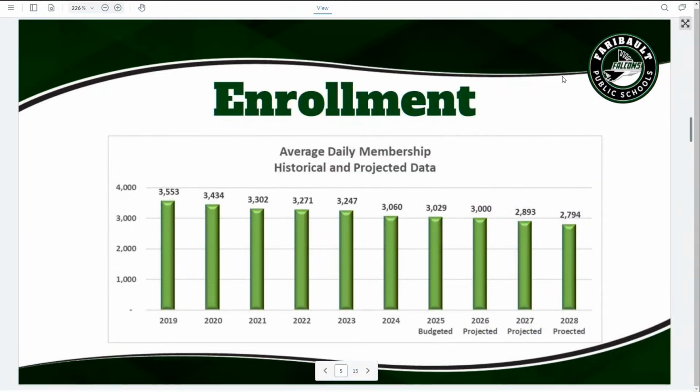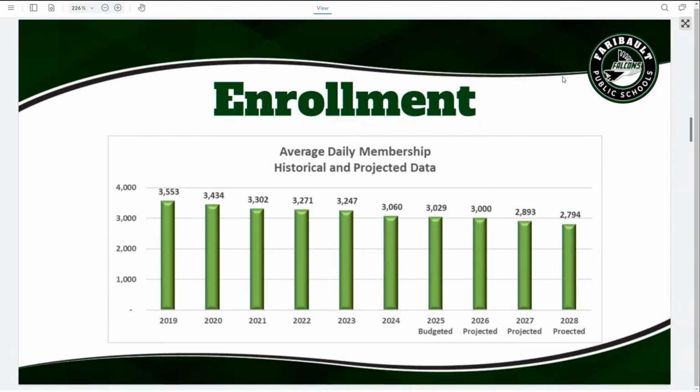The next slide talks about enrollment and where we're looking for our enrollment figures. This is past history data that you've seen before, and then projecting out to 2028. As we know, we are in a decline mode right now. We finished fiscal year 24 with 3,060 average daily membership students. What was budgeted for fiscal year 25, or currently, is 3,029. What I'm projecting for next year is 3,000 students.